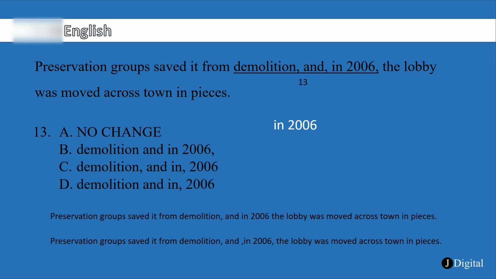Okay, so here we had two independent clauses. We need to connect them with a comma and a conjunction. Our conjunction here is and we have extra information, the in 2006, that was non-essential information, and we need to surround that with commas. So in this case, our answer choice is A, no change.